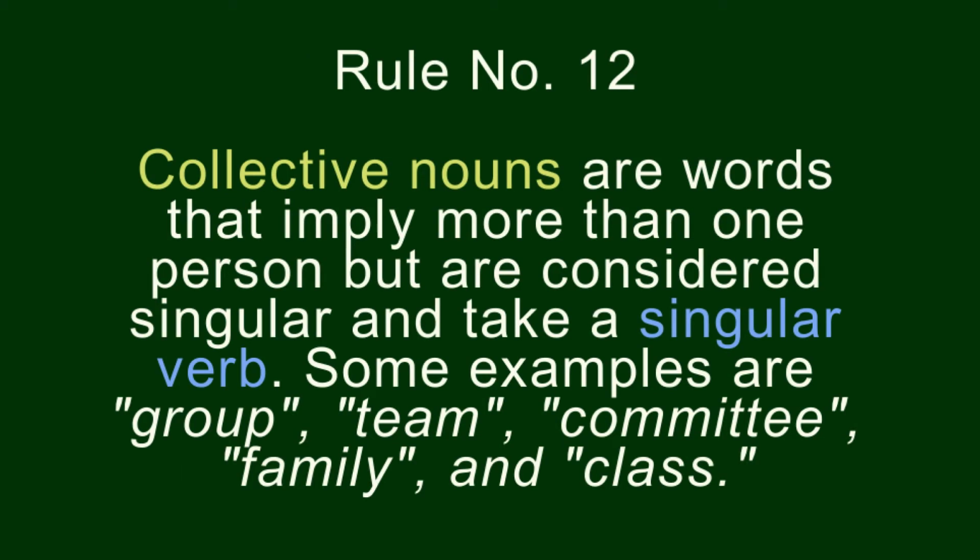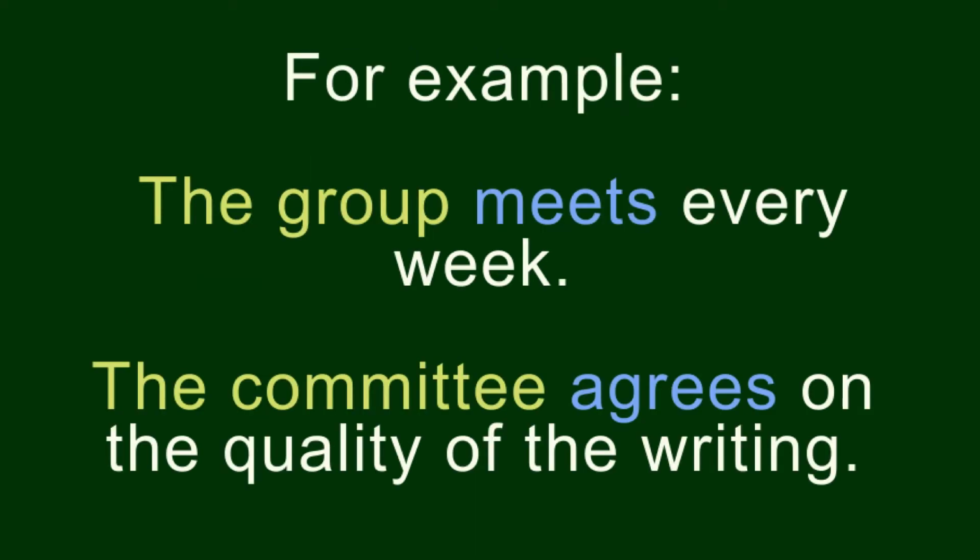For our last rule for subject-verb agreement, collective nouns are words that imply more than one person but are considered singular and take a singular verb. Some examples are group, team, committee, family, and class. For example, the group meets every week. So although the group may be comprised of two or more people, it is a collective noun, therefore it must be paired with singular verbs. Another example, the committee agrees on the quality of the writing. The committee being one of the words that we consider collective nouns must be paired with a singular verb.